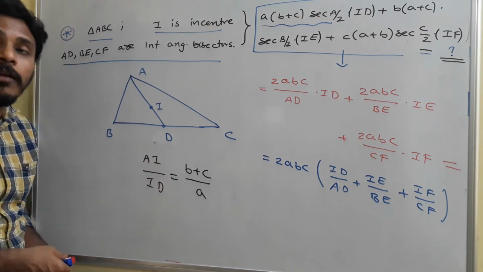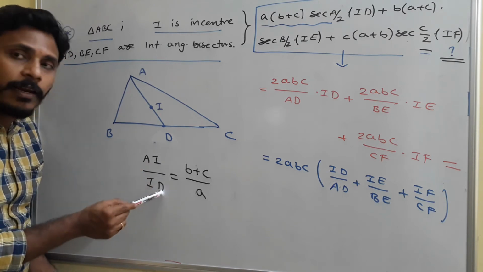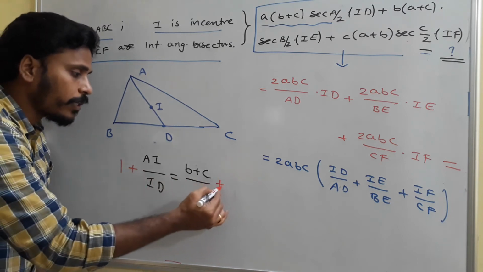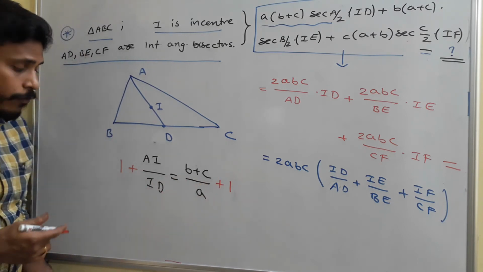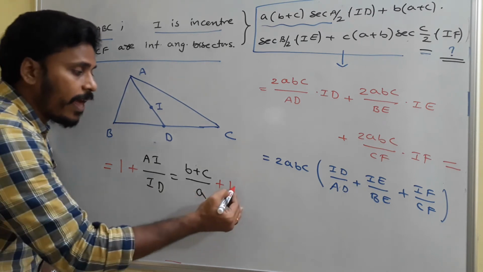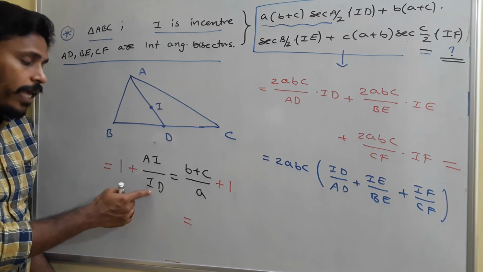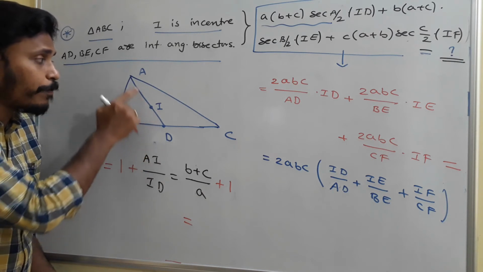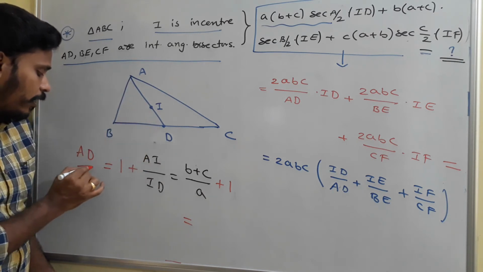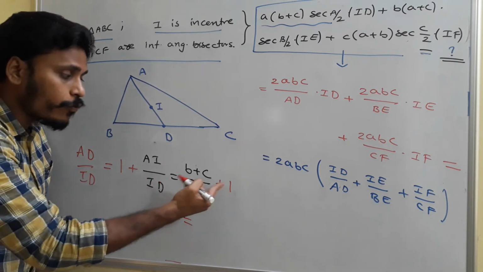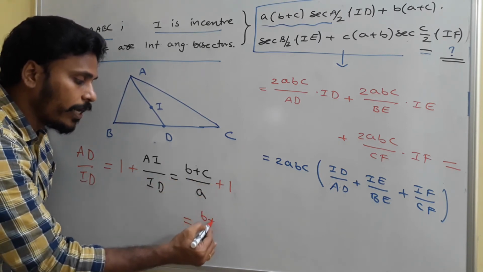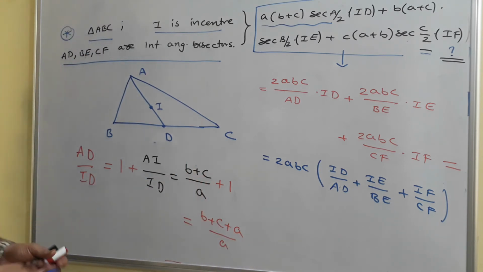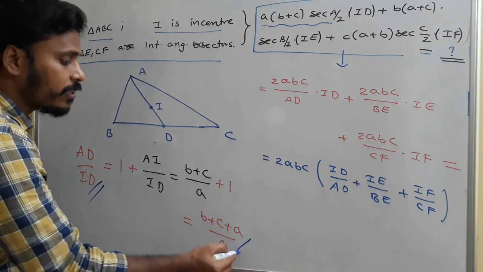This is already there with us. ID is already there, but we need AD here. For that, just add 1 on both sides. Plus 1, plus 1. Just be careful here. On this side, if you take the LCM, it is ID plus AI, and ID plus AI is simply AD by ID. On the other side, if you add 1, multiplying by A, you get B plus C plus A by A.